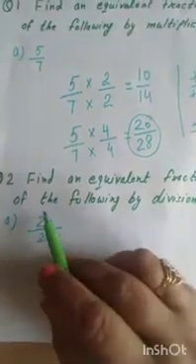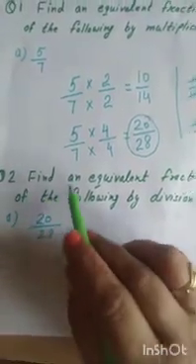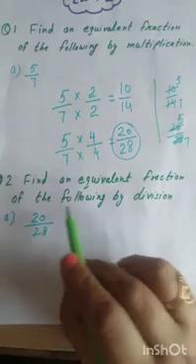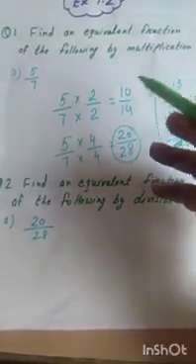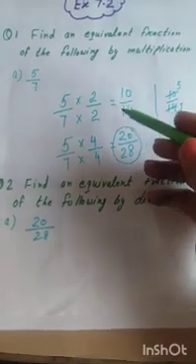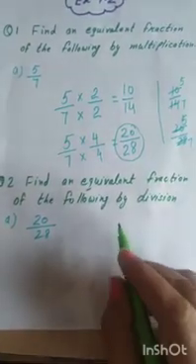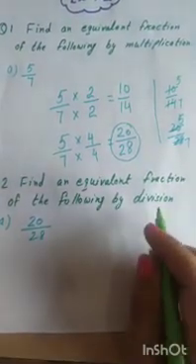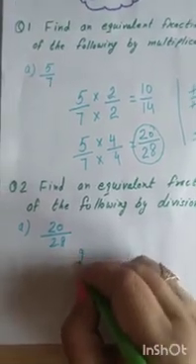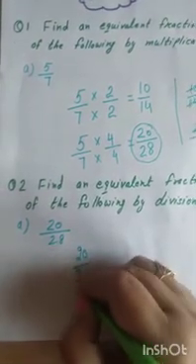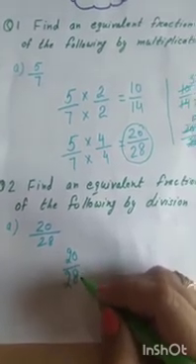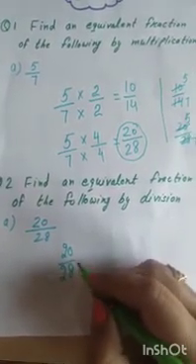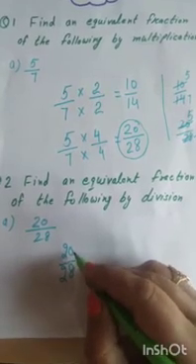Now we will do the second part of that question. Find an equivalent fraction of the following by division. In the previous question, as I told you, we found the equivalent fraction by multiplication. Now we will find the equivalent fraction by division. So here again you have to think about a number by which both numbers are divisible. So which number will it be?